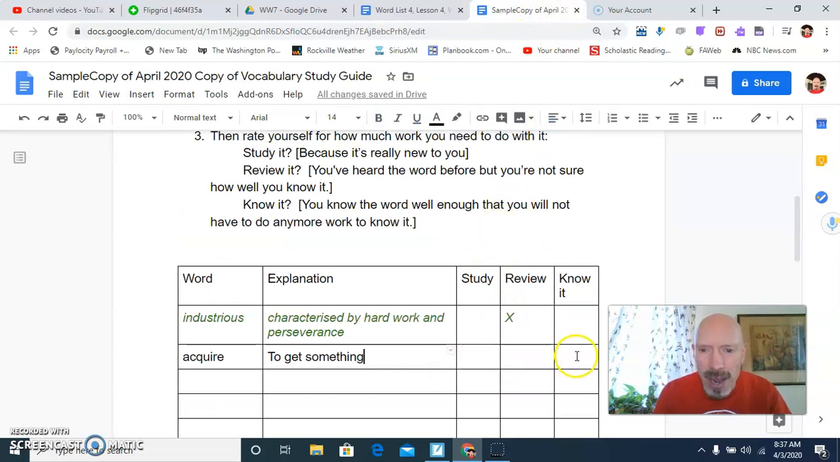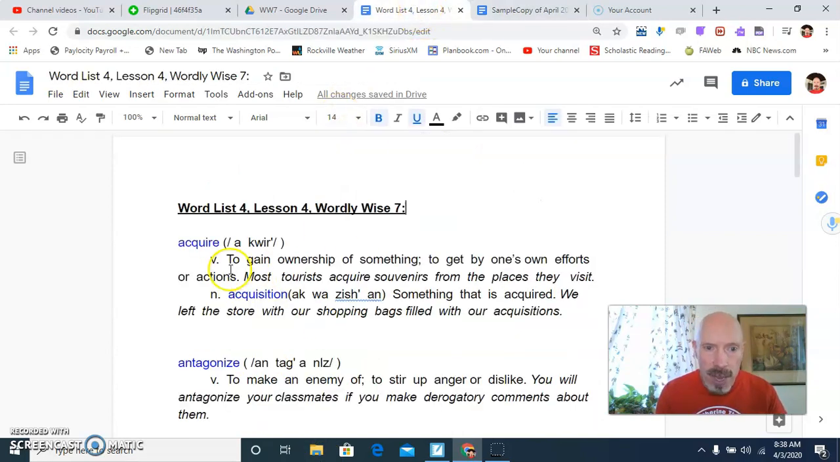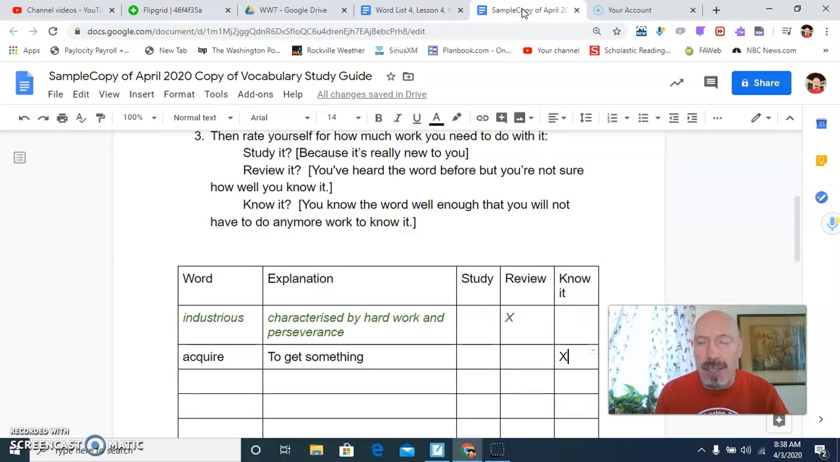You know what? I know it. So by putting an X there, when it comes time for a test, I do not have to study for it. And the fact that I put it in my own words and I checked it to make sure it makes sense, I've gotten more value out of doing this exercise than just copying. And I confirm that I really do know it.